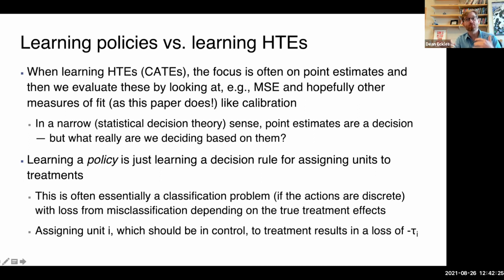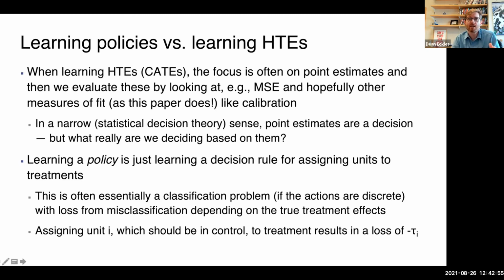And that might be a practical issue as well. As Susan started by talking about, in the absence of being able to target, we may really be looking for interventions that have uniformly positive effects, right? So there are some decisions you might make based on them, but learning a policy or a decision rule for assigning units to treatments is a much more practical and immediately applicable question in a lot of ways that also has some different characteristics from a statistical perspective.